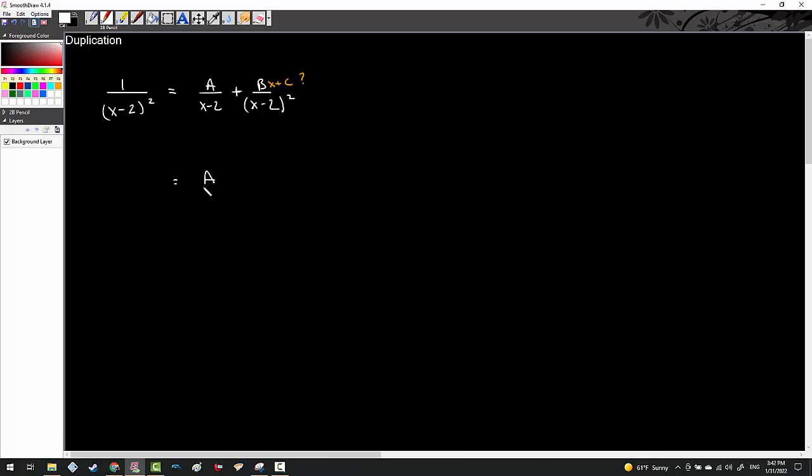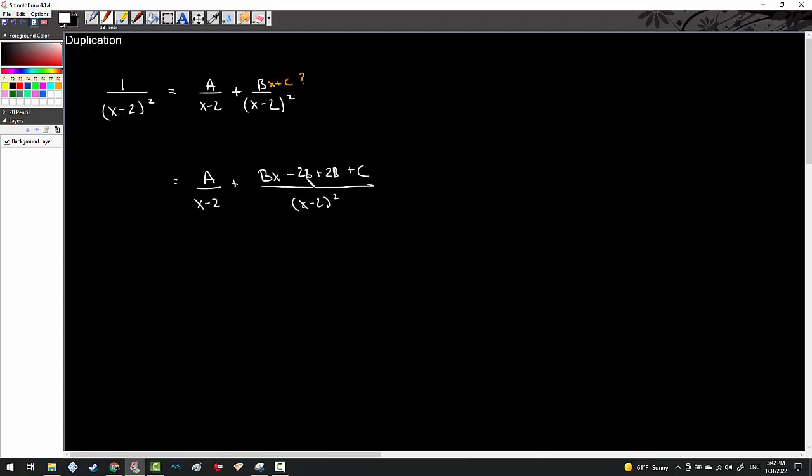What I really have here is a over x minus 2 plus, I'm going to call this b, and let's just assume that it is bx plus c. I'll call it bx, and I'm going to subtract a 2b, and I'm going to add a 2b to the expression, and then plus c here. Now, what this does here is these guys cancel out to 0, so I end up with bx plus c, so there's no harm there.